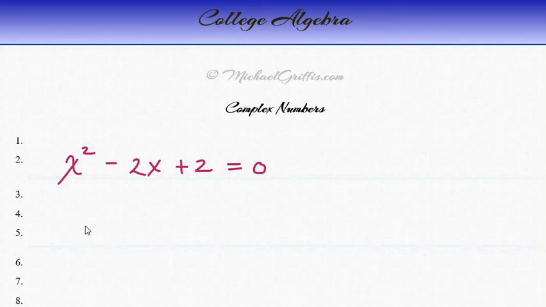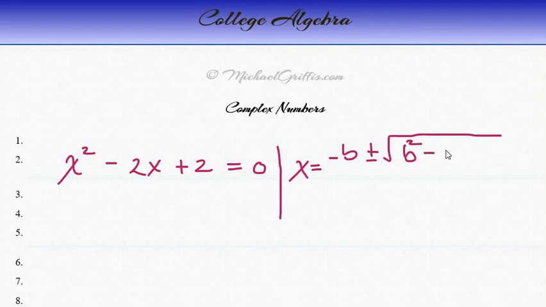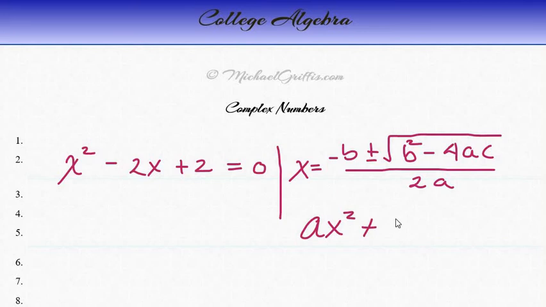Do we remember the quadratic formula? Let me write it right over here. So x was equal to, was a solution, to negative b plus or minus the square root of b squared minus 4ac, and it's all over 2a.